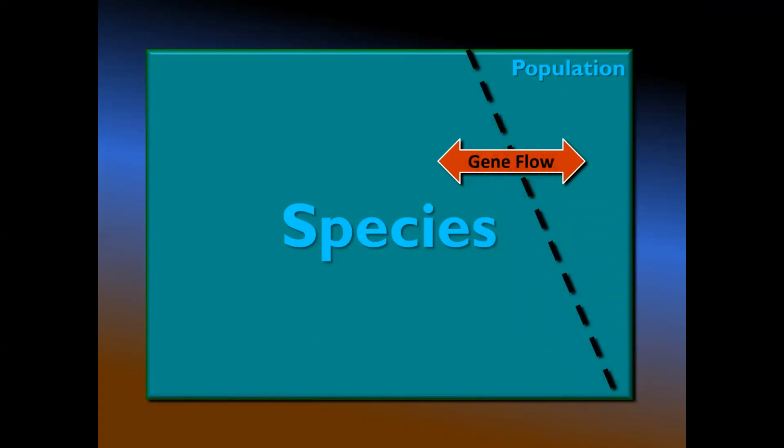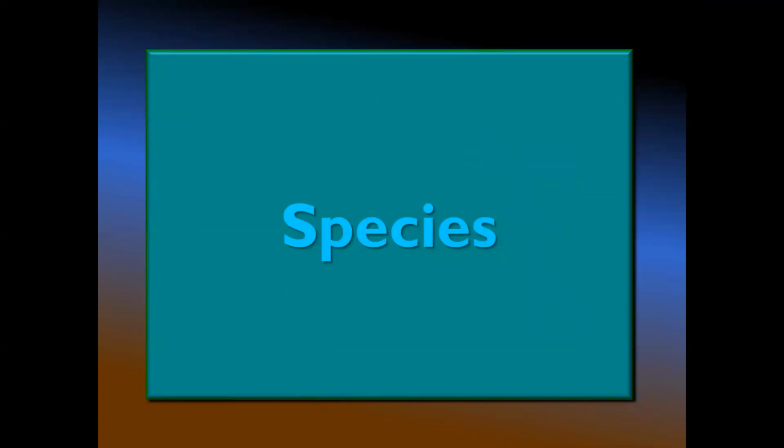But what happens if that barrier between the population and the rest of the species comes down before the population has genetically diverged enough to be a separate species? If that happens, the barrier comes down, gene flow is restored, and as a consequence, you're back to just having that same species that you started with.